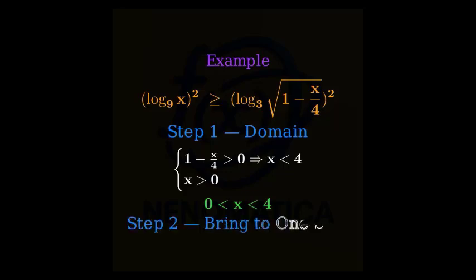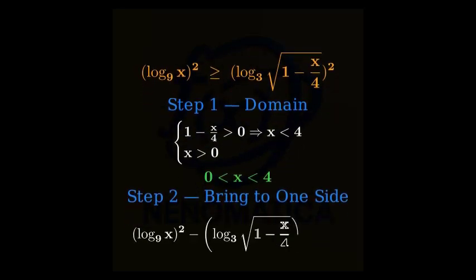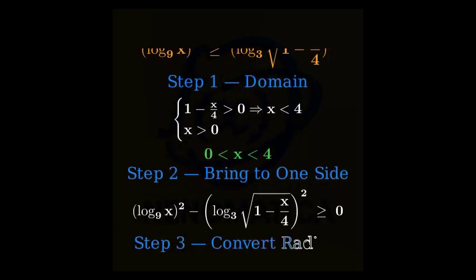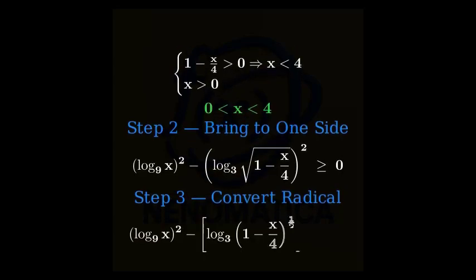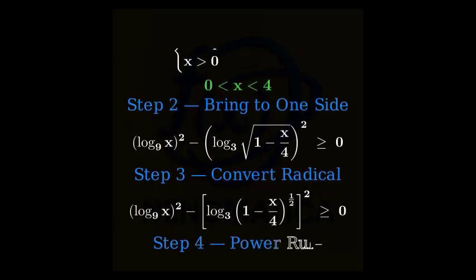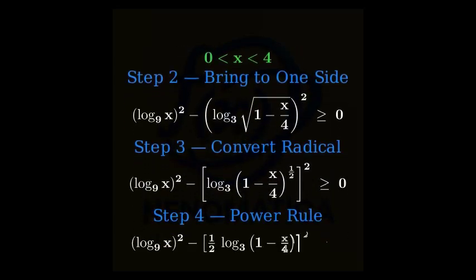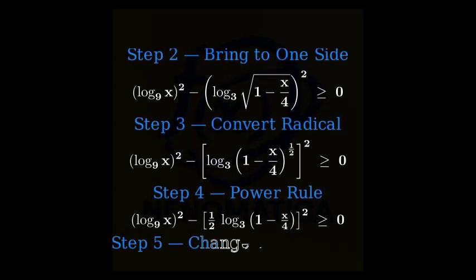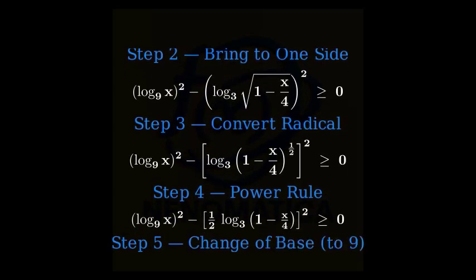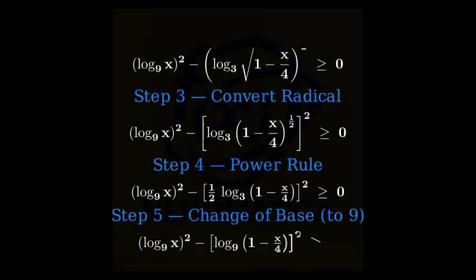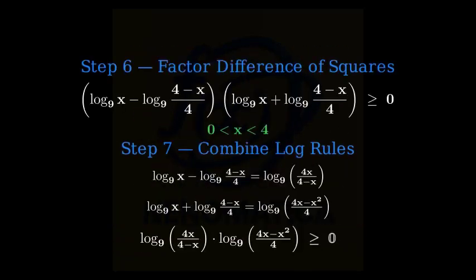Step 2. Rewrite the inequality by moving everything to the left so we can use a difference of squares. Step 3. Convert the square root into a 1/2 exponent. Step 4. Apply the logarithm power rule. The 1/2 comes in front. Step 5. Unify the bases using the change of base for powers. 1/2 times log base 3 equals log base 3 squared, which is base 9. So the bracket becomes log base 9 of (1 minus x over 4).